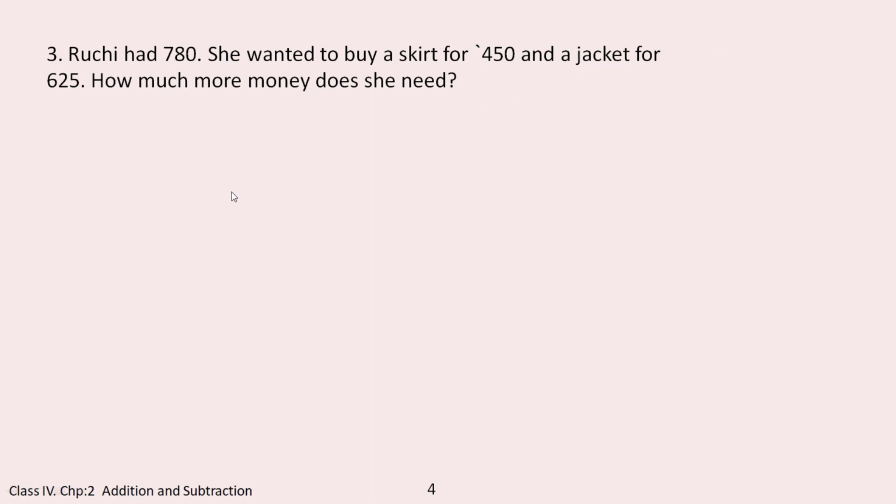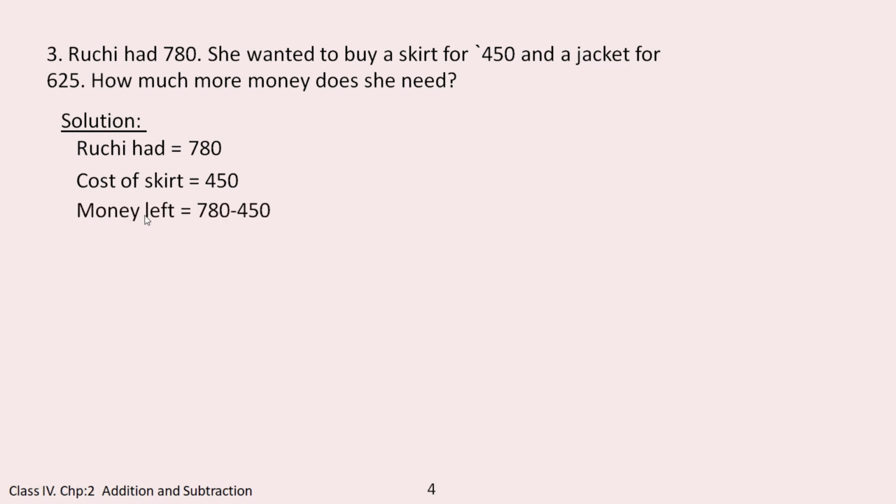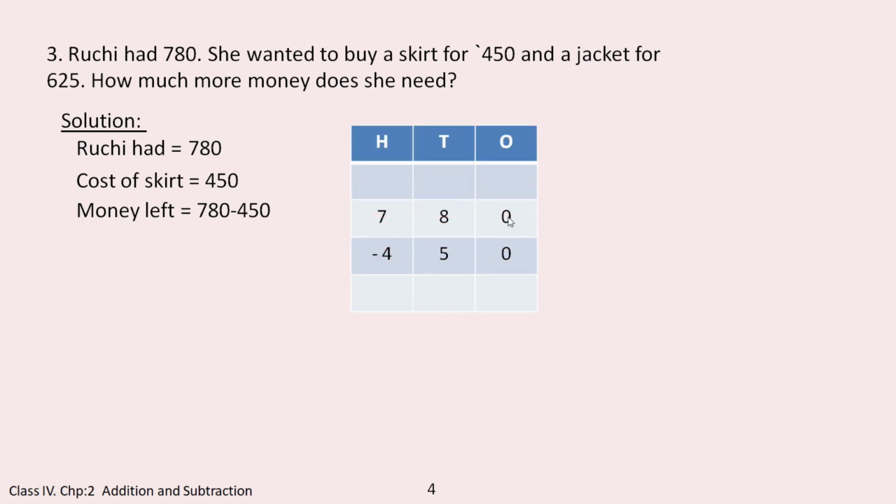Okay, so starting with the solution, Ruchi had 780 rupees and if she buys the skirt for 450, her money will reduce. Okay, so it's a sum of subtraction. So the cost of the skirt is 450 and the money left after buying the skirt will be 780 minus 450. So we will have a place value chart. 0 minus 0, 0, 8 minus 5 will give me 3, 7 minus 4 will give me again 3. So Ruchi is now having 330 rupees.